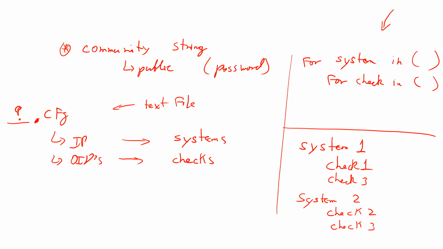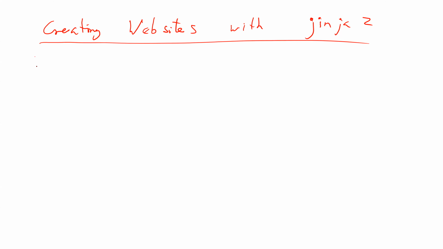The last thing that I want to talk about is creating websites with that library, Jinja. And I'm sure there are a lot of libraries for that. This is just one example. This is called a templating framework for data flow.